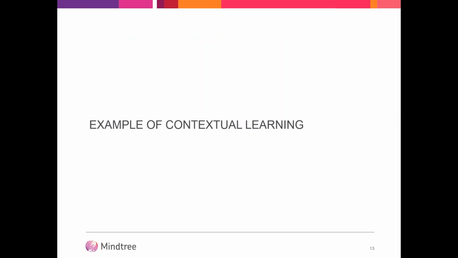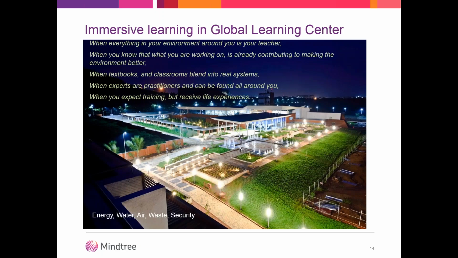So I'll talk about 2 examples. The first one being an example of contextual learning, and the second one being an example of contextual knowledge. The diagram that you see here is Mindtree's Global Learning Center, which is located in Bhubaneswar, and it was spread over 20 acres, and 500 learners can live and learn here at one point in time.